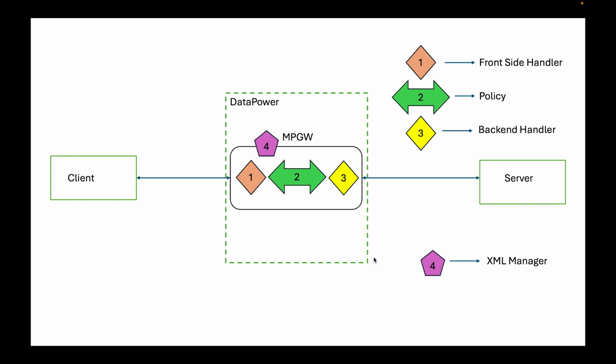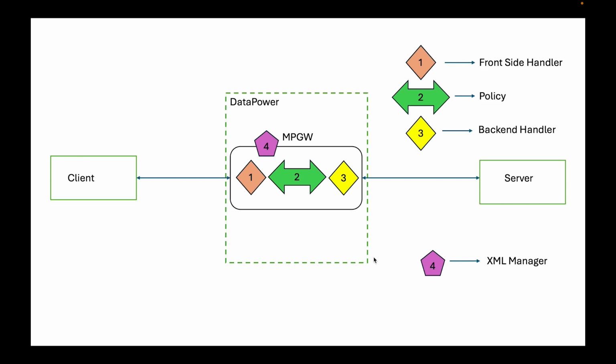Now let's talk about the anatomy of a multi-protocol gateway. You see here the multi-protocol gateway and its components numbered as 1, 2, 3, and 4. The top right corner explains what they are. 1 is front-side protocol handler, 2 is policy, 3 is backend handler, and 4 is XML manager. If you go to a multi-protocol gateway, you will find all these objects, 1, 2, and 4, but you won't find an explicit object called backend handler. That's something logical in nature. But let's understand what they are.